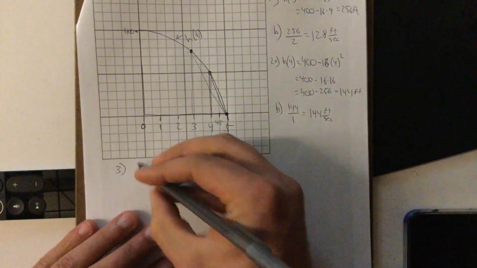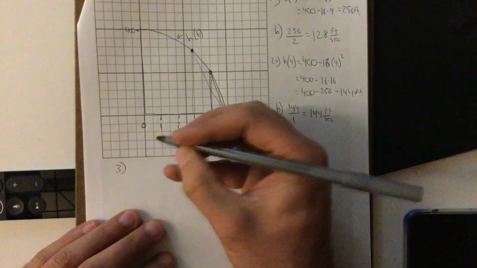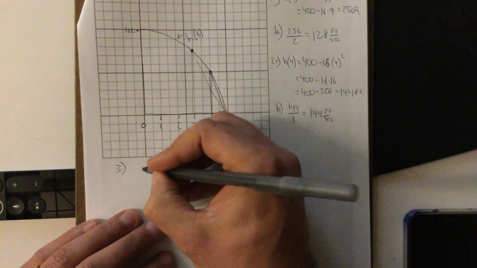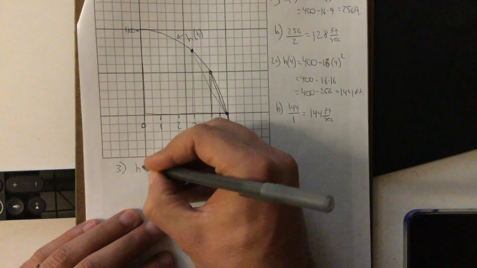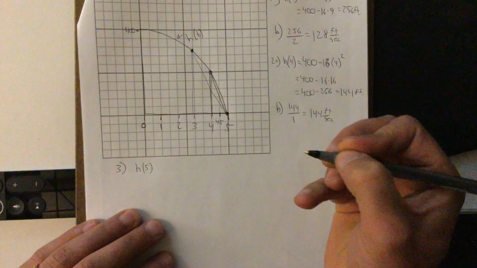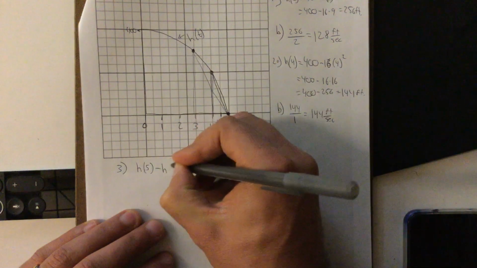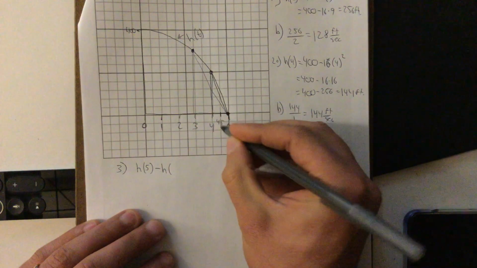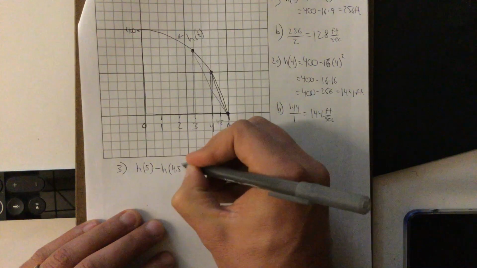So what we can do is we can say, well, why don't we take, all we're really doing is we're going to take our height at our final time, which is 5 seconds. We're going to subtract our height at our initial time, which now in this case is going to be 4.5 seconds.